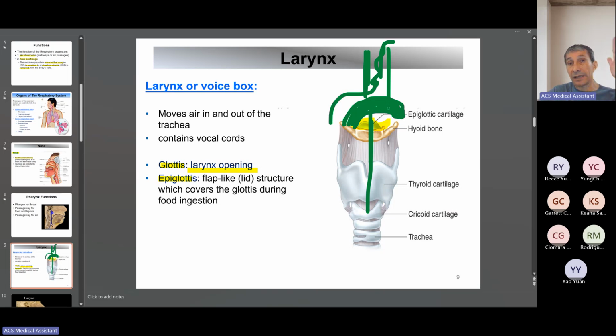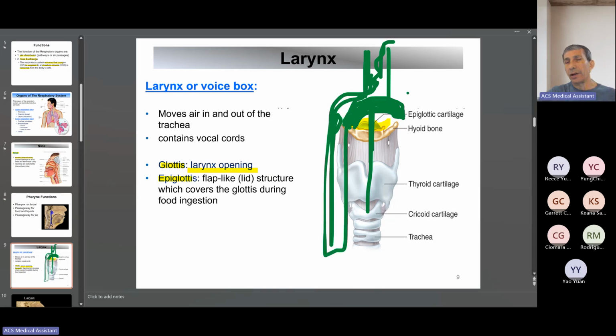It is a lid, it's like a little door that opens when we are talking because sounds need to get out of the larynx. But when we are eating or drinking, then this closes. So food goes directly into the esophagus that goes on the back of the larynx and the trachea. So that is the importance of these structures.